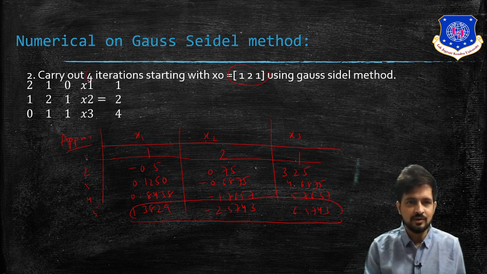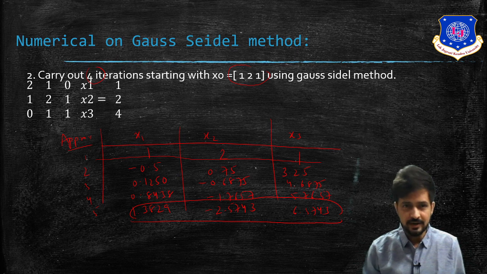is already given that you have to carry out 4 iterations. So you have to stop here. Okay, there is no need to solve further, and there is no need to check whether the digits have become same or not. Okay, so in this way you can solve this numerical.